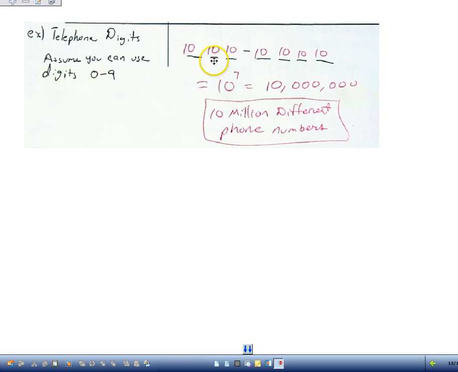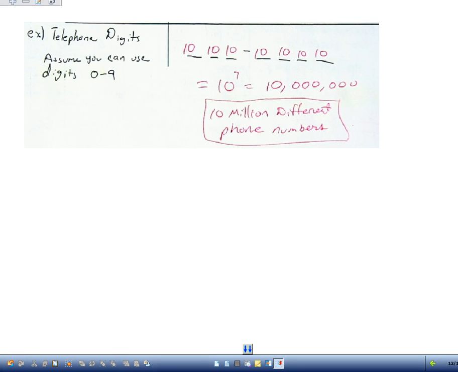Now, there's no restriction on the second space. It doesn't say that you can or can't repeat, so I'm going to assume that you can repeat numbers. For the second space, I can use 0 through 9 again, so that's 10. The third space, 10, and each one of these has 10 options. So the answer is 10 to the 7th power, or 10 million possible phone numbers.